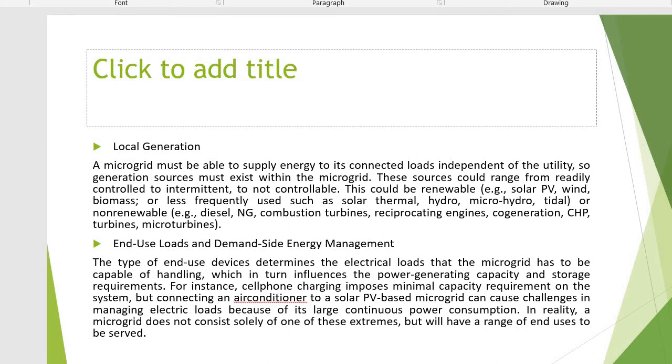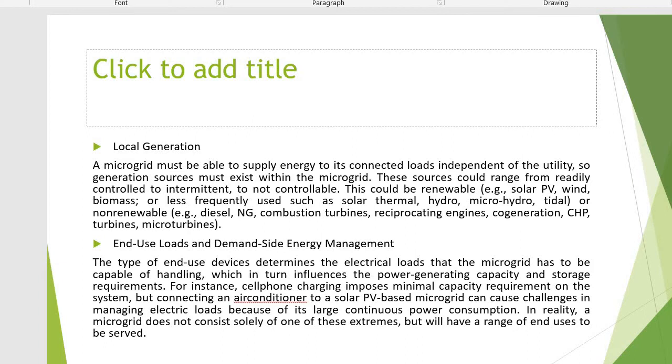Next is end-use loads and demand-side energy management. We have to take care of the type of end-use devices and the end-use energy consumption patterns. We have to flatten the load curve by checking the energy usage. This type of energy use device determines the electric loads that the microgrid has to be capable of handling, which in turn influences the power generating capacity and also the storage requirements.